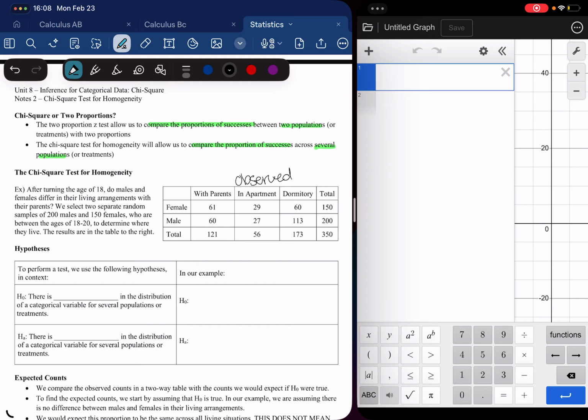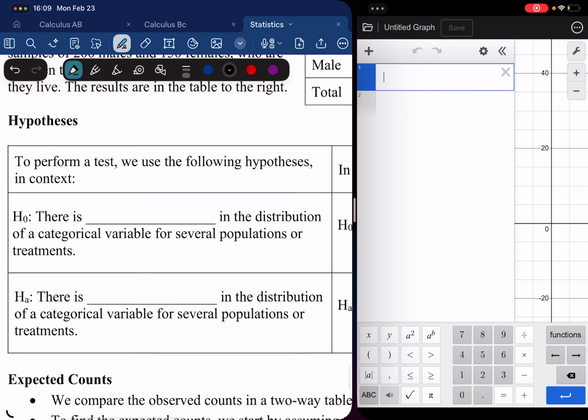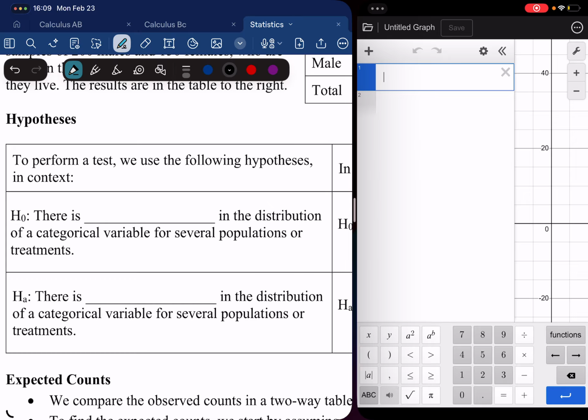In order to create hypotheses, what we're going to do that's different than the goodness of fit is that our null and alternative hypotheses are no longer talking about the proportion. Instead, our null hypothesis is mentioning that there is no difference, and our alternative is saying that there is a difference.